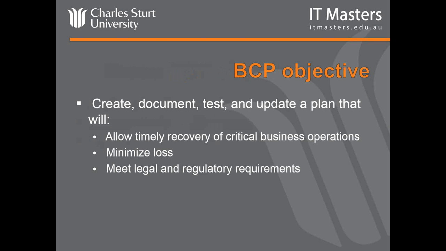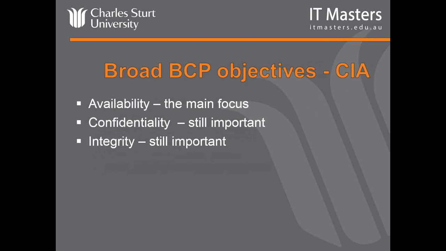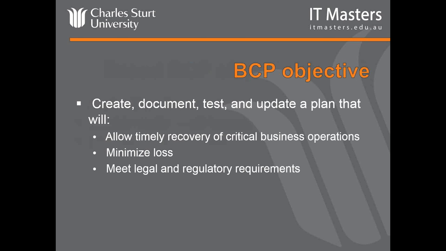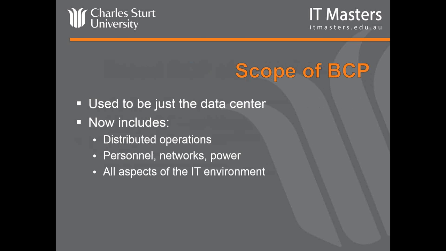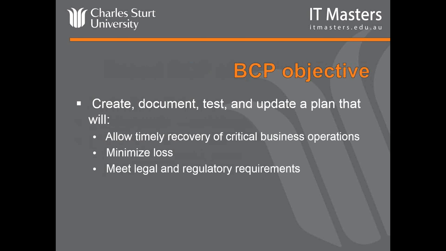So what are our objectives? There they are. And we're trying to document and test all of this. So availability, main focus. Confidentiality is important. We don't want people accessing our files when something's occurred. And integrity, making sure our data's there. We want to create, test, distributed networks. So create, test, document, and make sure that we have a plan that will allow for timely access to all our data, allow for the business operations to continue, and allow us to continue. We're trying to minimize any loss. So business continuity is about loss minimization.